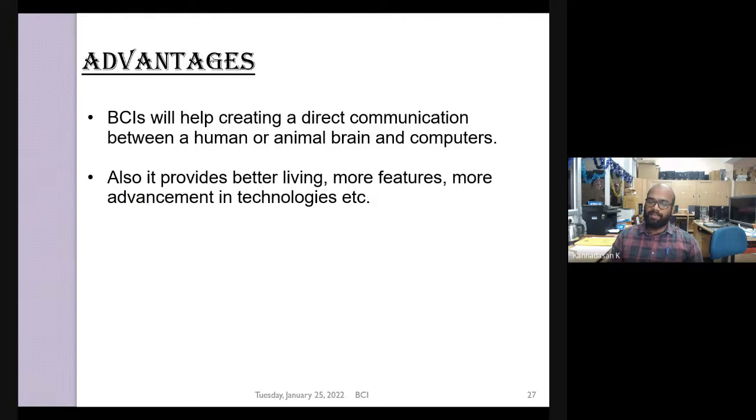We have to check which is higher. If advantages are more, we'll just go with it, right? So, advantages: BCI helps in creating a direct communication between the human or animal brain and computers. Our ultimate motto is to connect the computer directly with our brain without any intermediate step. That is the major advantage. Also, it provides a better living, more features, and more advancement in technologies, as whatever we have seen so far. It is improving our lifestyle.